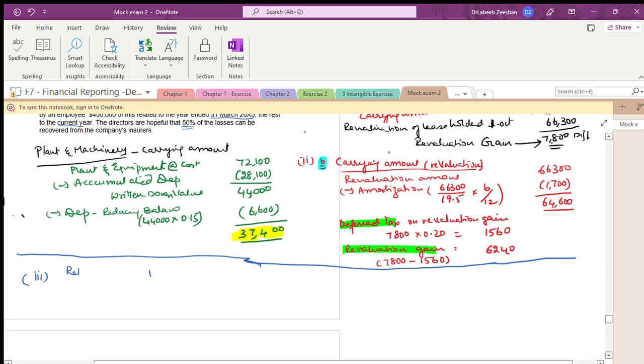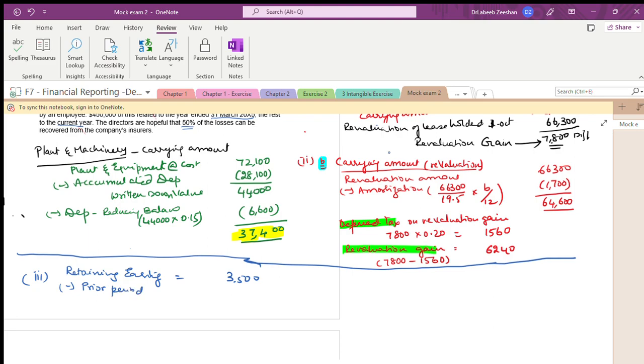Retained earnings are 3,500. Now, how much is the loss? There was a loss. Adjustment for the period, within brackets write fraud. How much is there? 450, so 450,000.